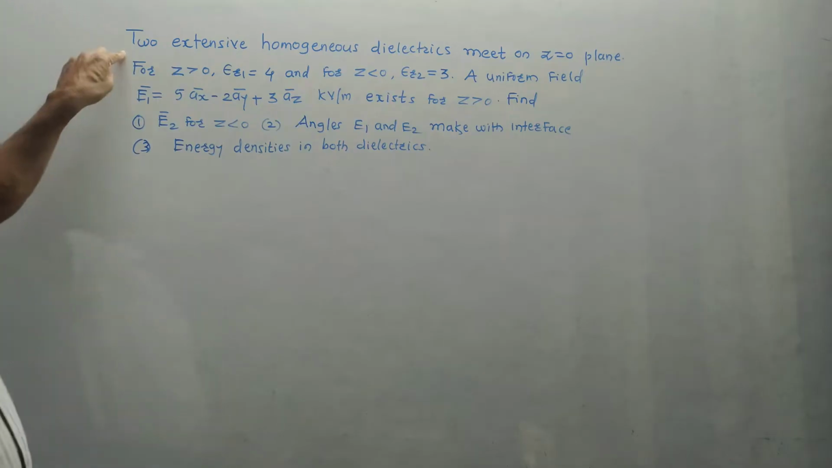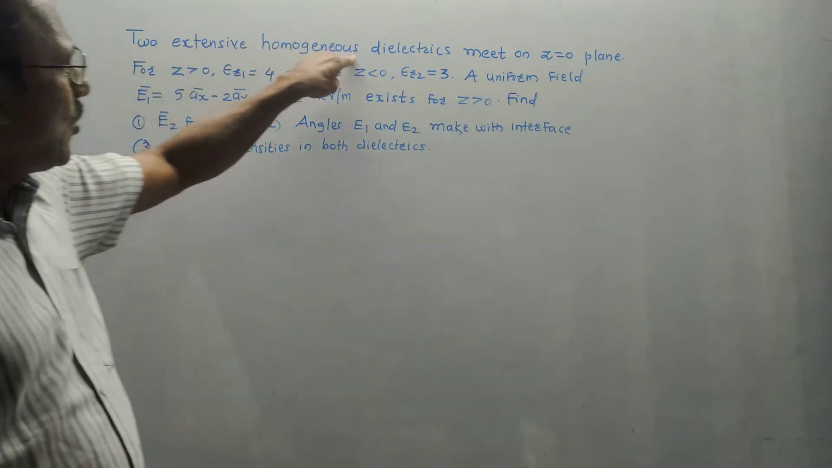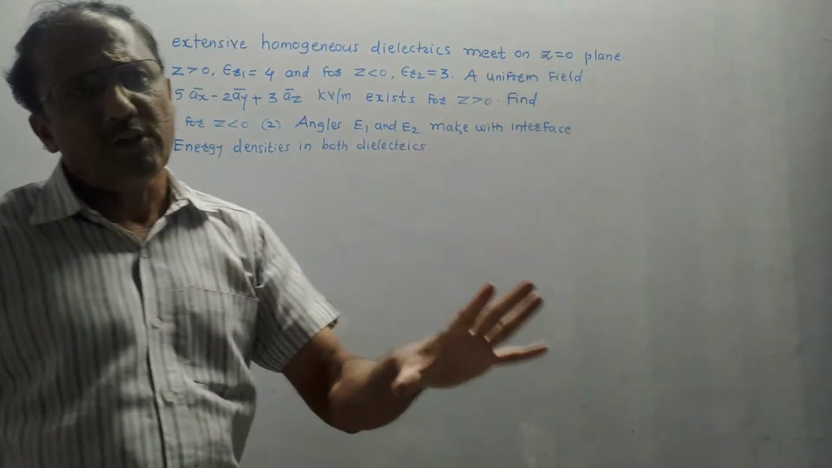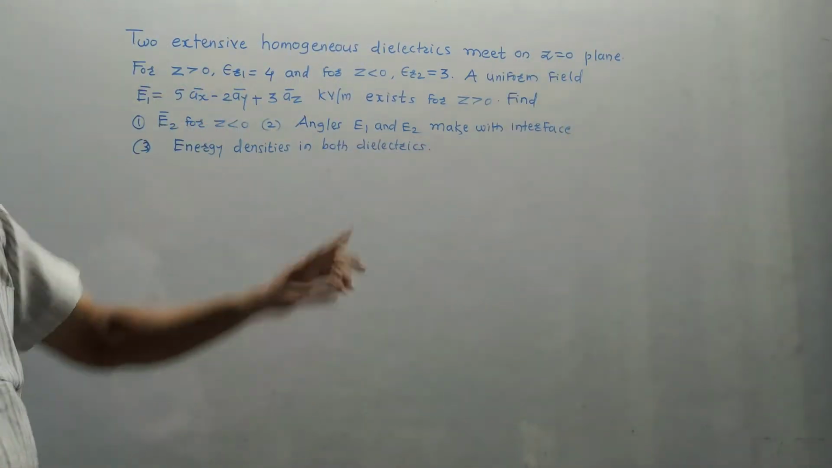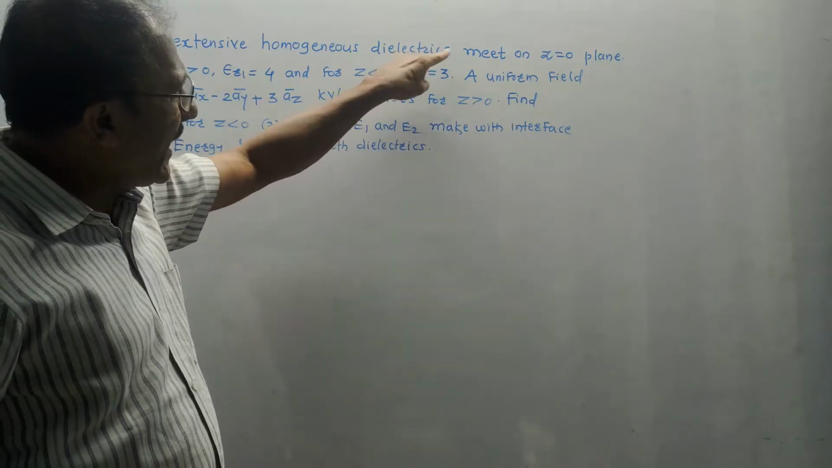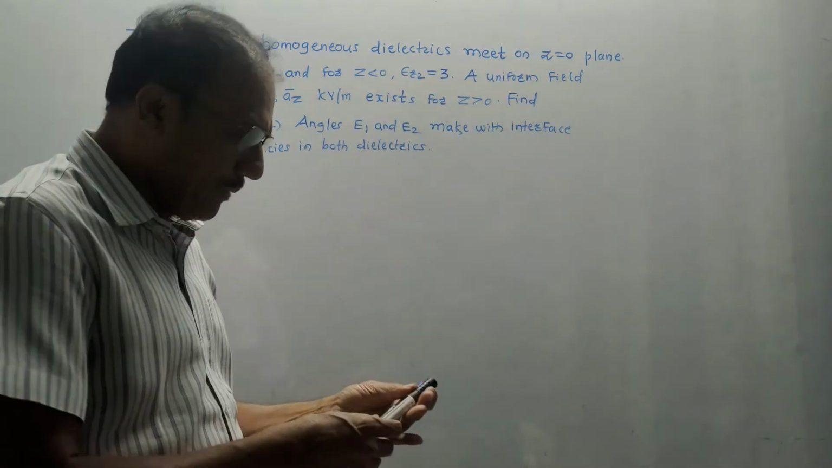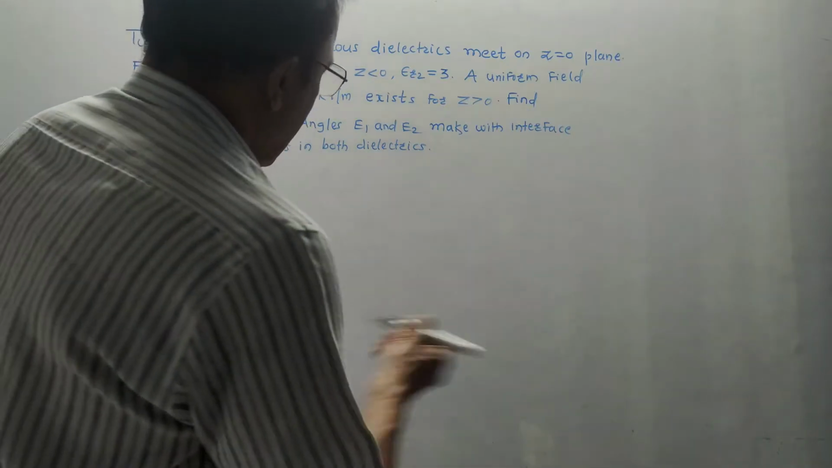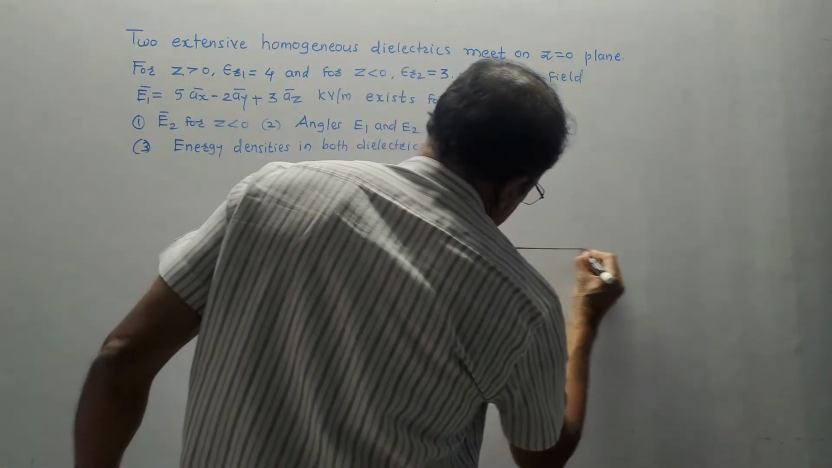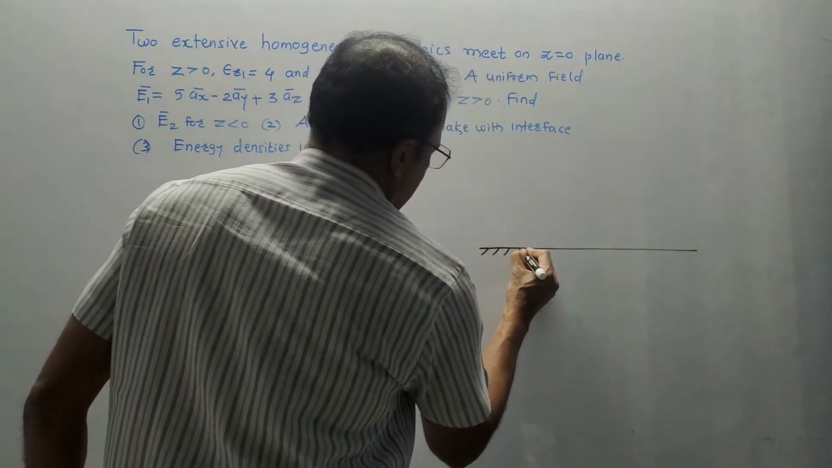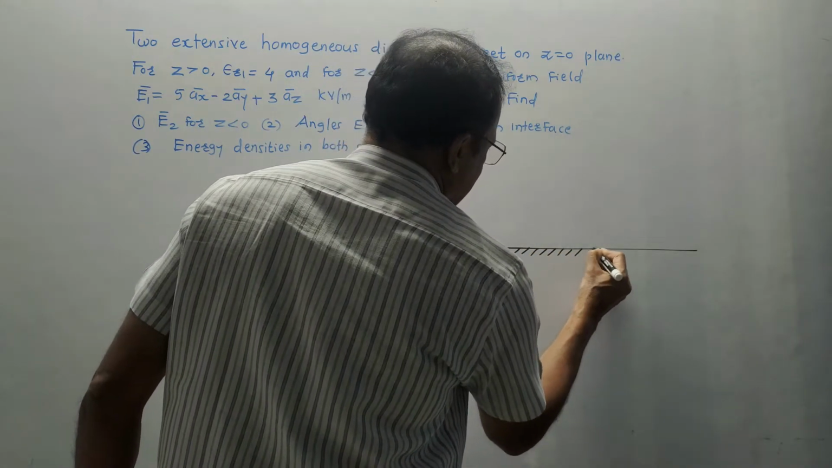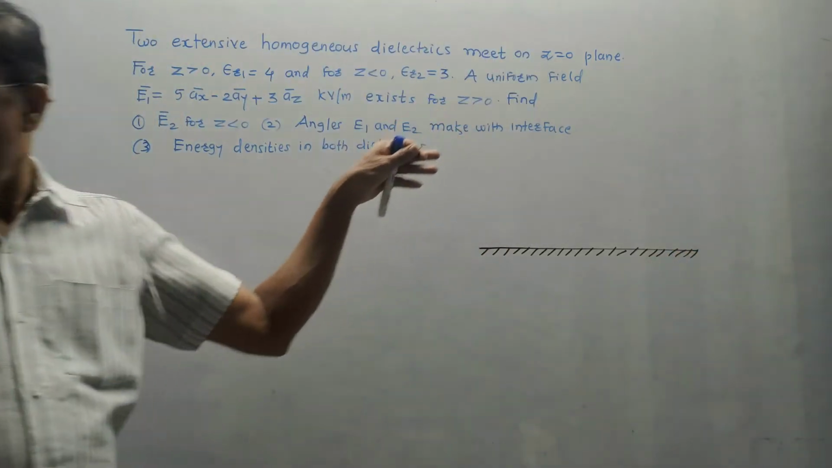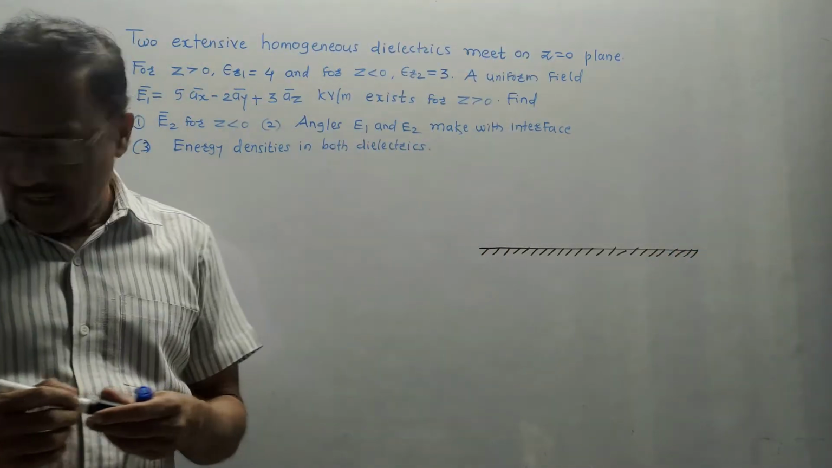So first numerical is: two extensive homogeneous dielectrics meet on z is equals to 0 plane. Now important part is you need to draw the proper diagram. It is mentioned that two dielectrics meet on z is equals to 0 plane. So if I want to draw the diagram, then let us say this is the boundary which represents z is equals to 0 plane. Above which there will be one medium, below which there will be another medium.